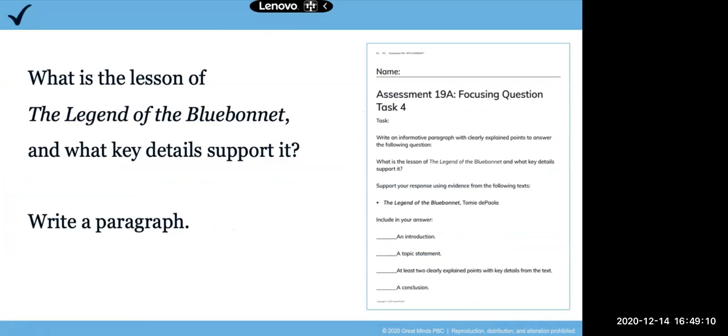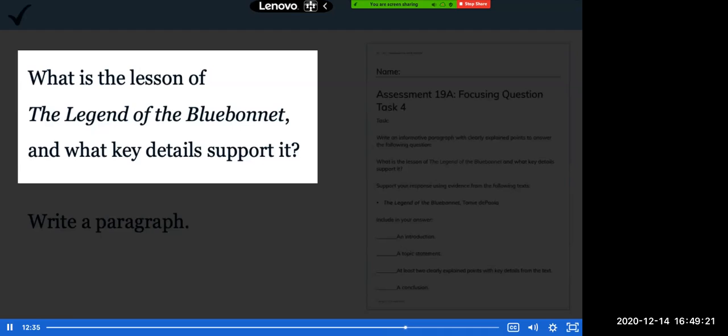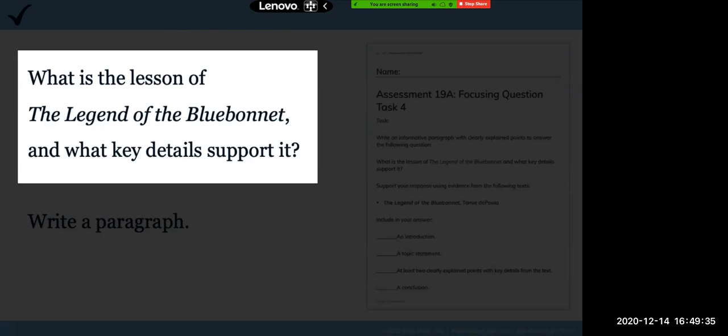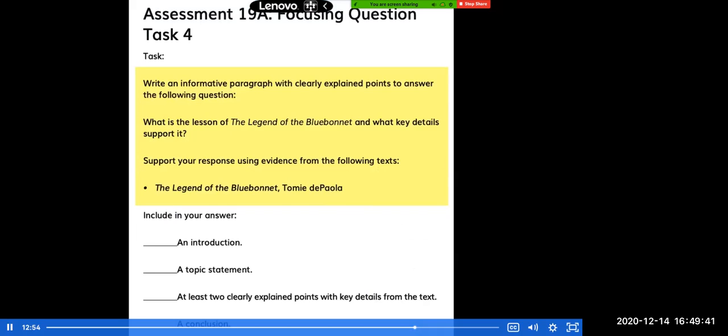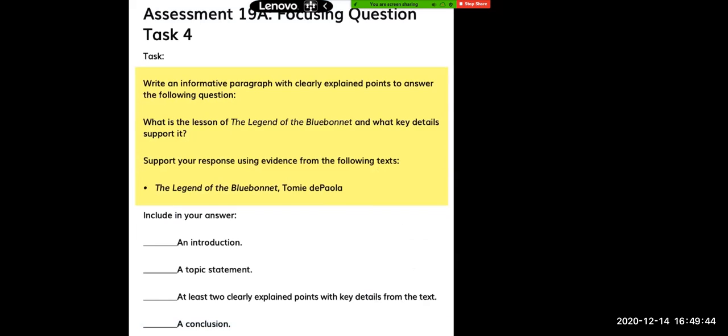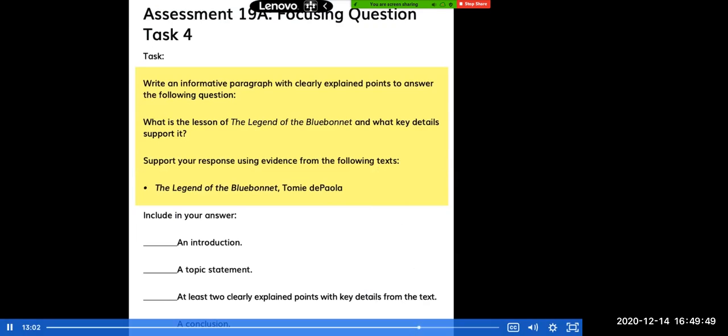Since you're so observant, I know you noticed the check mark in the corner, and you know what that means. Your classroom teacher will use this opportunity to check in with you. You'll be writing a paragraph that responds to or answers this question. What is the lesson of the legend of the Blue Bonnet, and what key details support it? Let's take a closer look at the directions and the criteria for success. Pause here to read the directions to yourself, and then just hit play when you're ready to read them together.